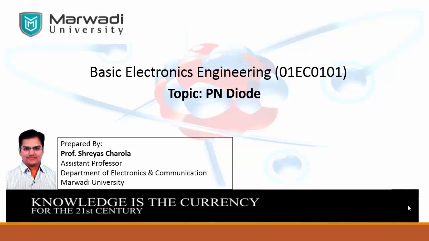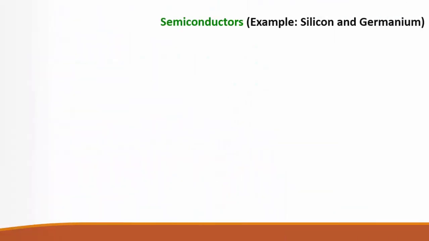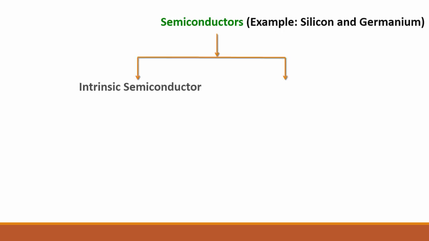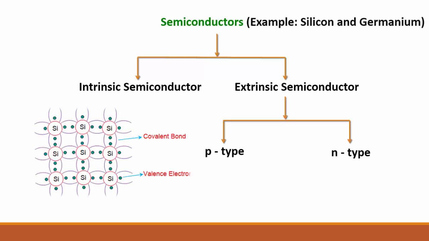So let us start with the basics of the PN diode. If I divide the semiconductor, for example silicon and germanium, it is divided into two parts. One we call the intrinsic semiconductor, another we call the extrinsic semiconductor. In an intrinsic semiconductor, all the electrons of the silicon are joined with covalent bonds, and there are no extra free electrons and no extra free holes. That's why we call the material an intrinsic semiconductor.